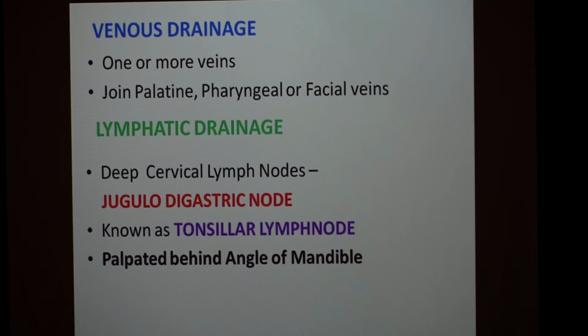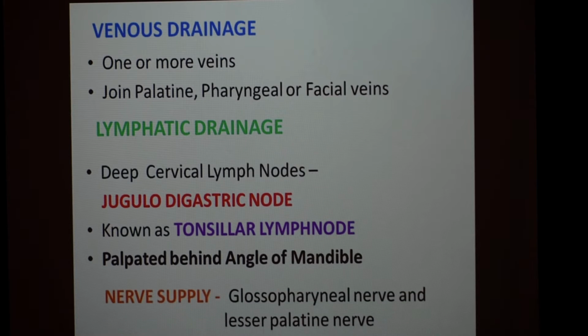Then in children and even in adults, we commonly find a small lymph node like swelling behind the angle of the mandible, and that is nothing but the tonsillar lymph node which has swelled. The nerve supply is by the glossopharyngeal nerve and the lesser palatine nerves.